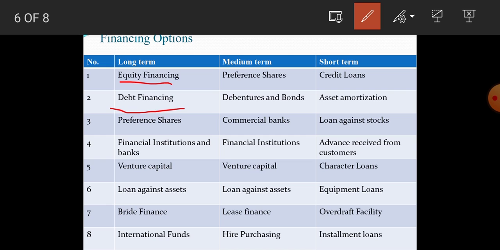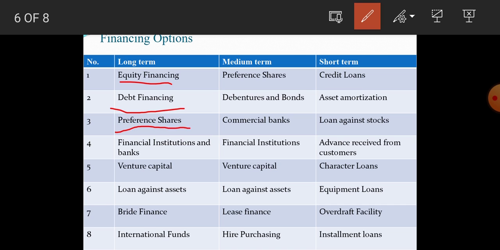This is a burden because we need to return it. Also in debentures, the interest is considered as an expense, deducted before profit after tax. So in debentures, we need to give the interest, and therefore it is considered a burden to the company. There are various types of debentures available in the financial market. That is the reason why it is called debt financing.